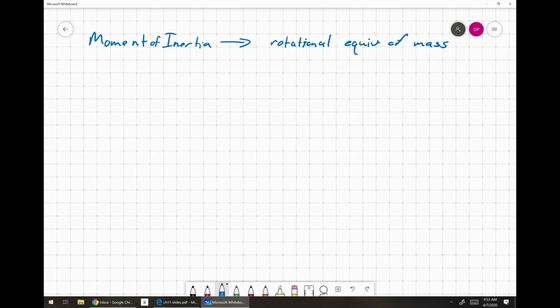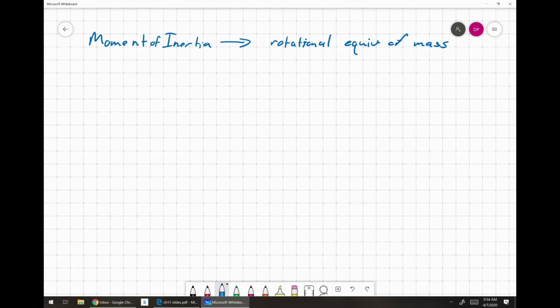Okay, so just like in normal linear motion, we have this quantity that's associated with a body that tells us kind of the proportionality between force applied and acceleration. In rotation, we have this quantity called moment of inertia, which would tell us the proportionality between a torque applied, which is our rotational equivalent of force, and the angular acceleration.